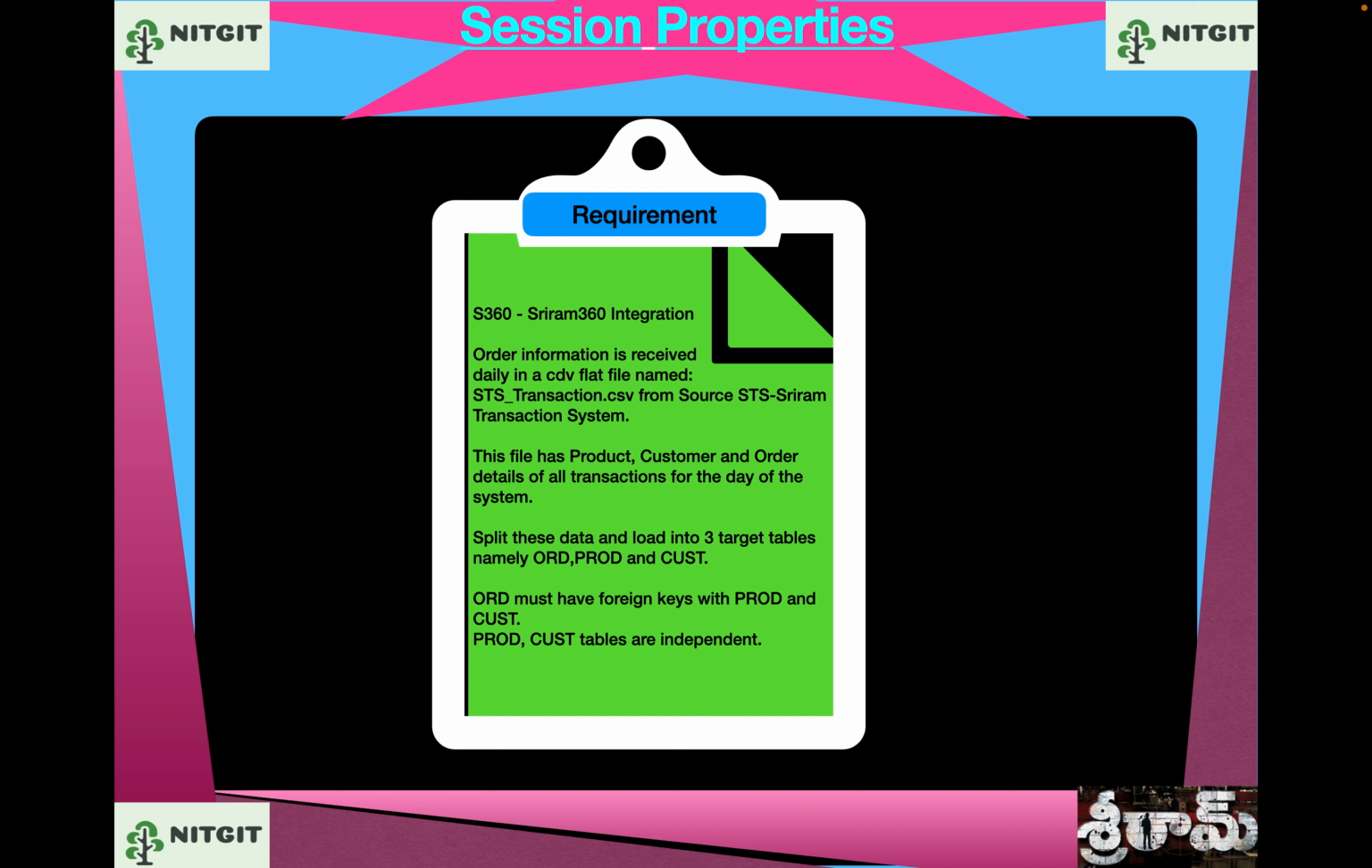The requirement is to split this data and load it into three target tables, namely the order table, product table, and customer table in Teradata. The order table has foreign keys with the product and customer tables, whereas the product and customer tables are independent, they have only primary keys.